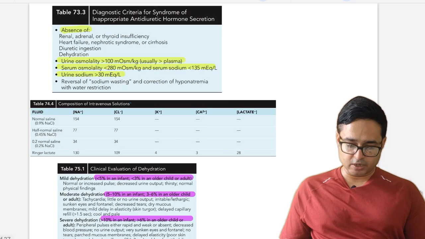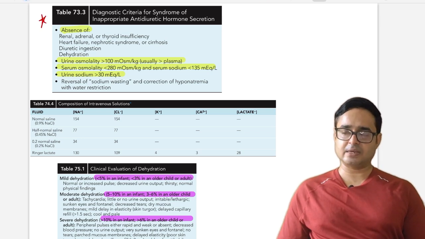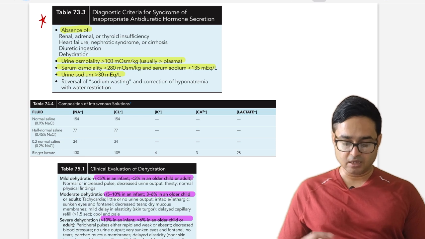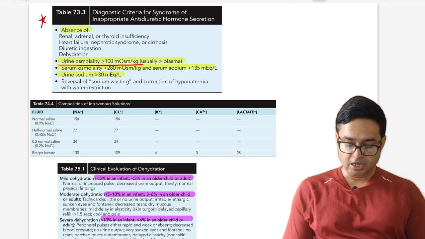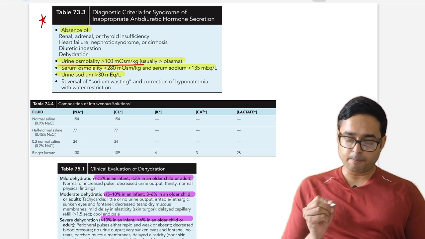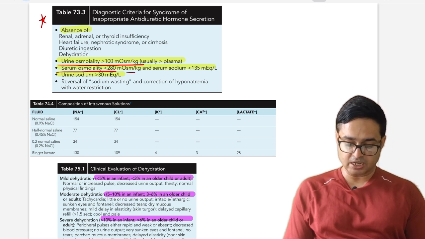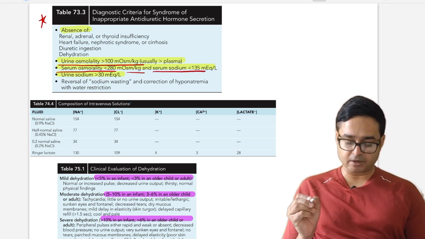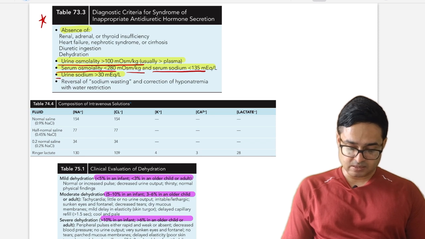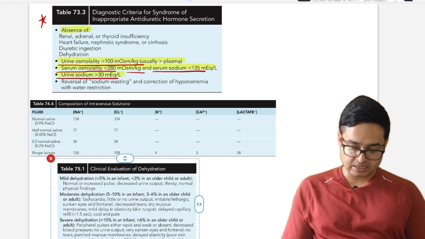Okay, going forward to another question. SIADH criteria. What are the SIADH criteria? SIADH is an important topic for AIIMS examiner. First thing, urine osmolarity should be more than 100 milliosmol per kg, usually more than that of plasma. Serum osmolarity should be less than 280 milliosmol per kg, and serum sodium should be less than 135 milliequivalent per liter. Urine sodium is more than 30 milliequivalent per liter. Just remember these three things.